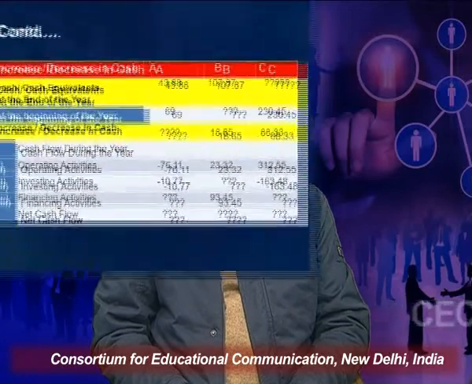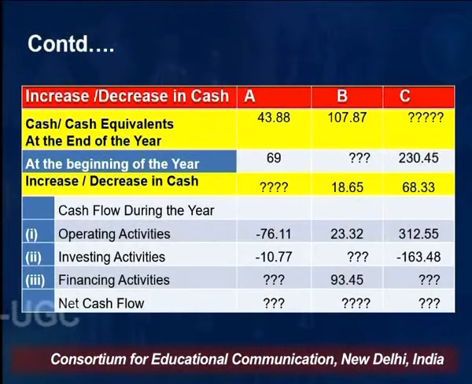And cash flows during the year are given from different activities: operating, investing and financing. For company A, it is given for operating and investing, financing is missing. And for company B, operating and financing is given, investing is missing. And for company C, operating and investing is given, financing is missing.